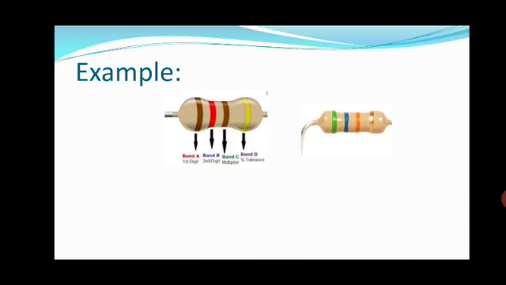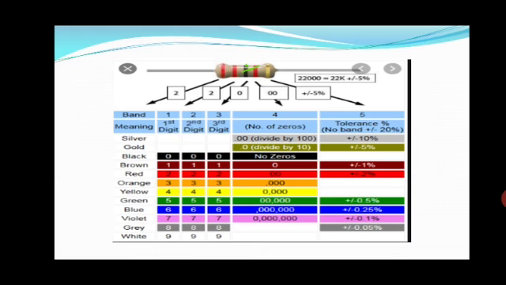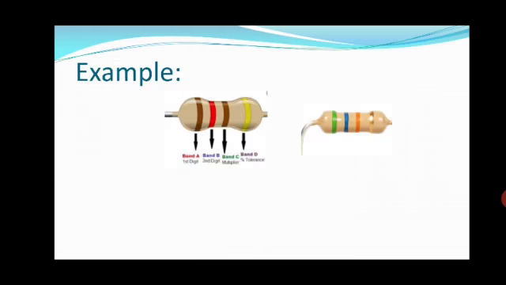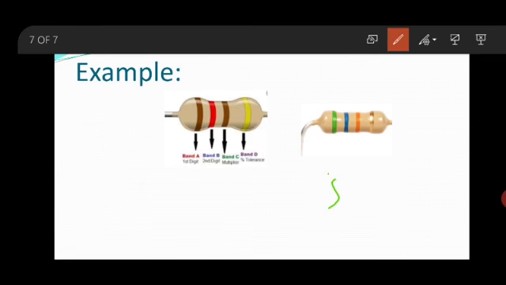Now it is not gold, it is silver. How much tolerance is given here for silver? It's plus or minus 10%. So 563 ohm plus or minus 10%. You can give it like this. I hope you understood how the calculation is done.